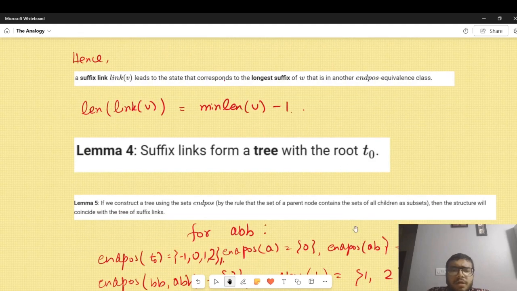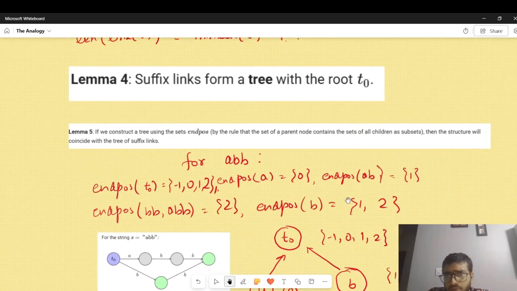Now let's consider some lemmas that may be foundational in designing the algorithm. First, suffix links form a tree with root t naught, or lemma 4. Now, how do we say that something forms a tree? We have a certain constraint between parents and children, and if we can somehow manage to go to the root by paths, and every path leads to the root, we can say that we have a tree. Suffixes have a very nice property that the length of the strings continuously decreases and always decreases. So eventually you will always lead yourself to the root t naught, which is the parent of every such particular state, and hence suffix links form a tree.